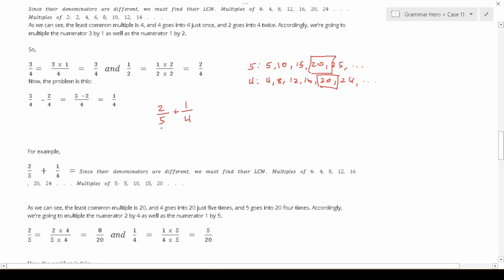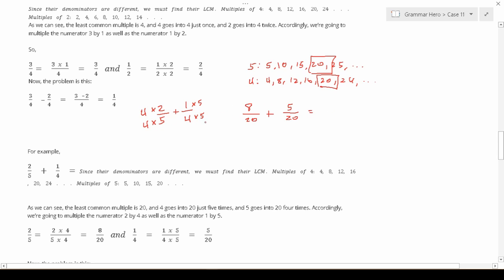So now we have to ask ourselves, what do we multiply 5 by to get 20? The answer, of course, is 4. What we do to the bottom, we do to the top. Okay, so when we rewrite this, this becomes 4 times 2, 8, over 4 times 5, 20. Okay, now we're asking ourselves, what can we multiply 4 by to get 20? 4 times 5 is 20. What we do to the bottom, we do to the top. Of course, 5 times 1 is just going to be 5.